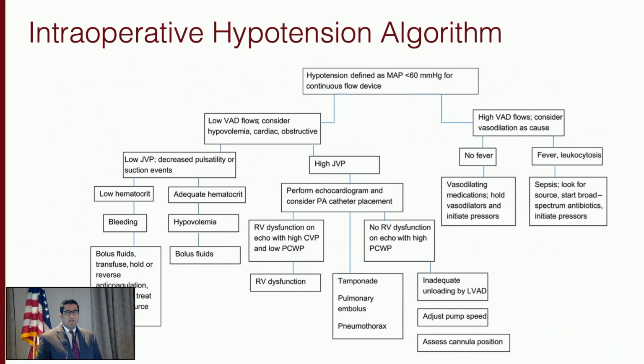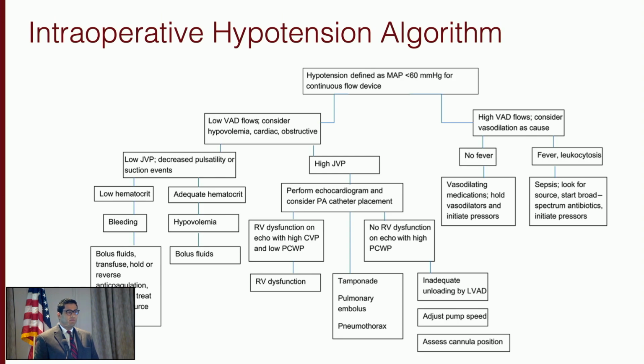So this is sort of the key algorithm for this talk. It helps you determine exactly what path you should take if you're facing hypotension in the operating room. First, this article defines hypotension as a MAP less than 60 for these devices. And the first thing you look for is the LVAD flows. If you have high LVAD flows, you can consider that you have a vasodilatory issue.